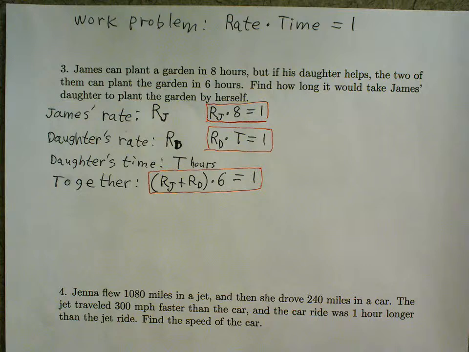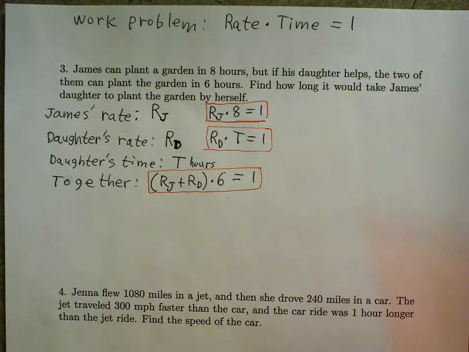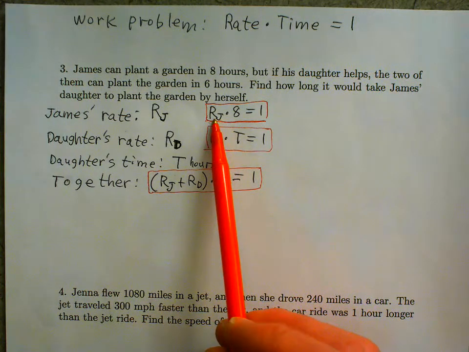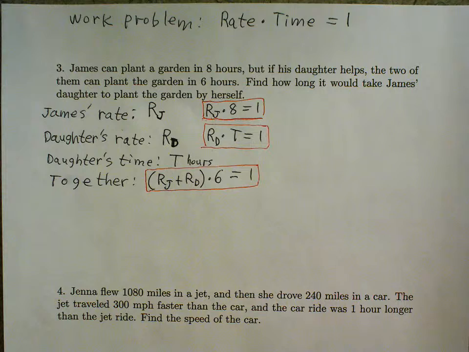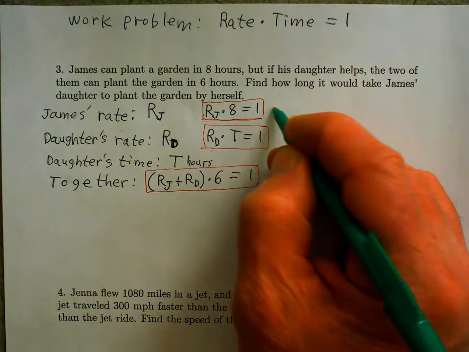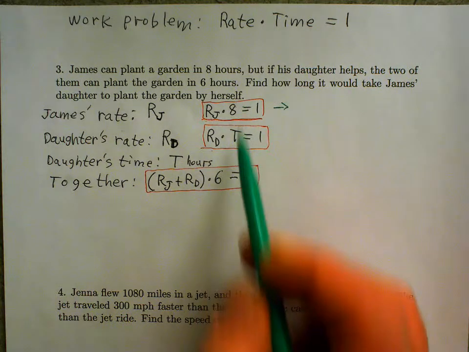So since we want to know what T is, what we need is an equation whose only variable is T. So in our equation, we want the variable T, but we don't want to see R sub J or R sub D. So how do we get there? Well, we're going to solve each of the 3 equations for the rate.